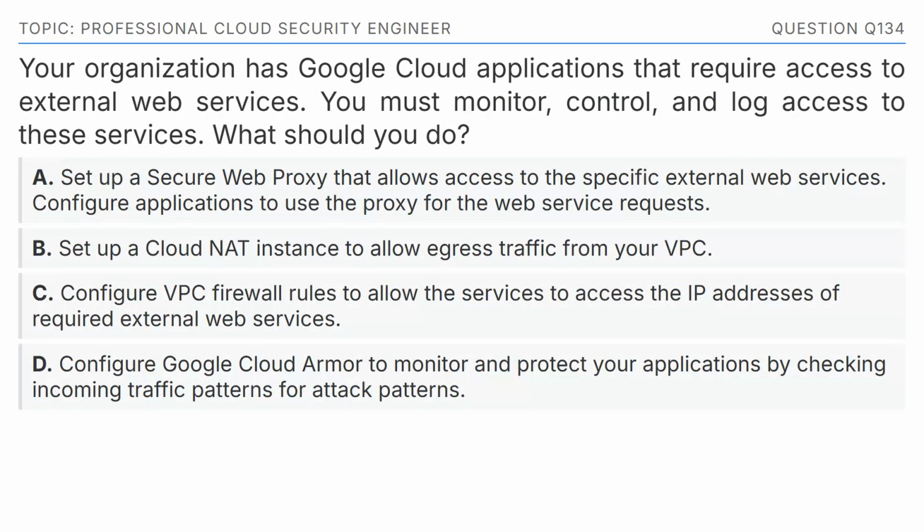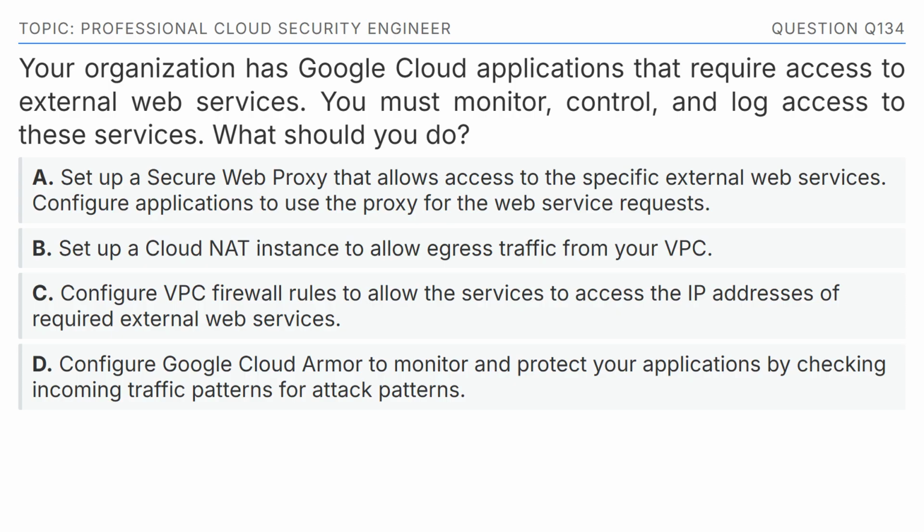Your organization has Google Cloud applications that require access to external web services. You must monitor, control, and log access to these services. What should you do? The options are: Option A, set up a secure web proxy that allows access to the specific external web services. Configure applications to use the proxy for the web service requests.